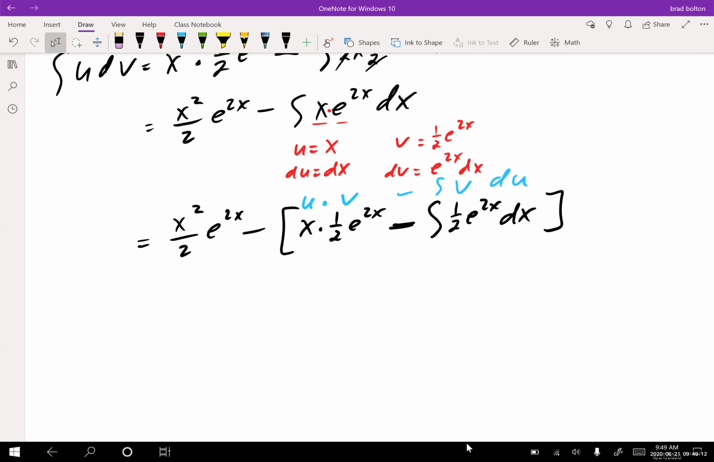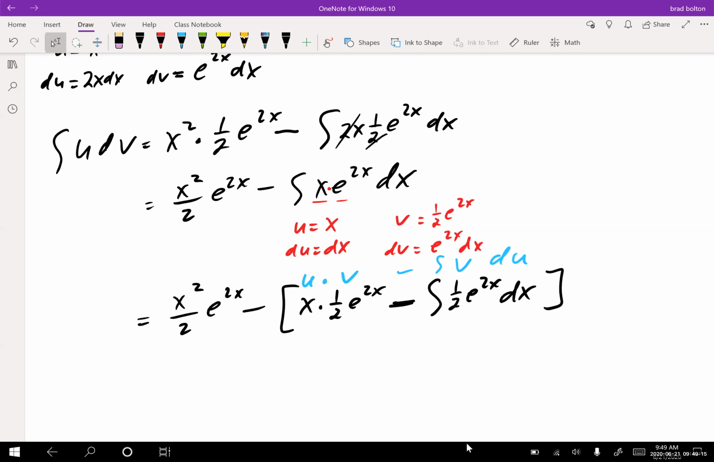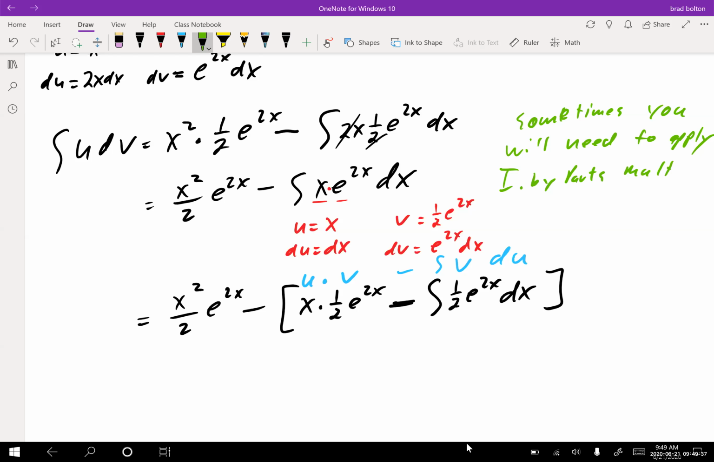Now, does it always work? Well, not in this case. Look, we had to do integration by parts twice. So just keep in mind, sometimes you will need to apply integration by parts multiple times.